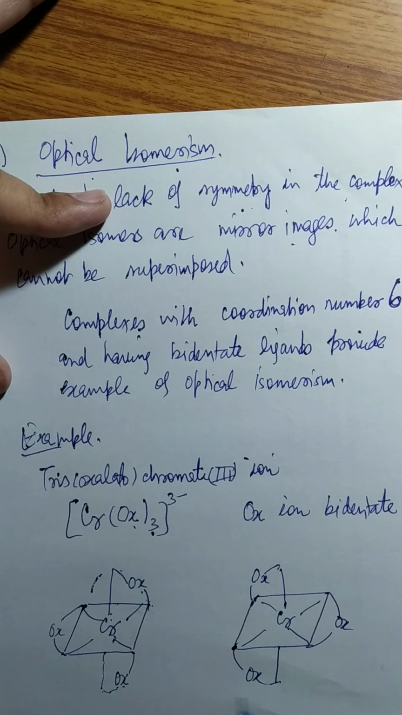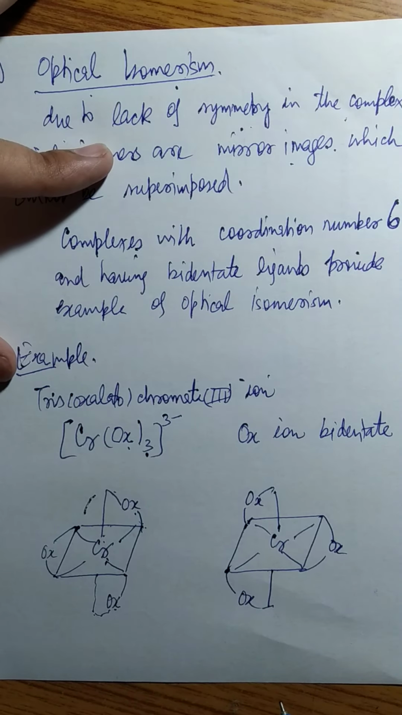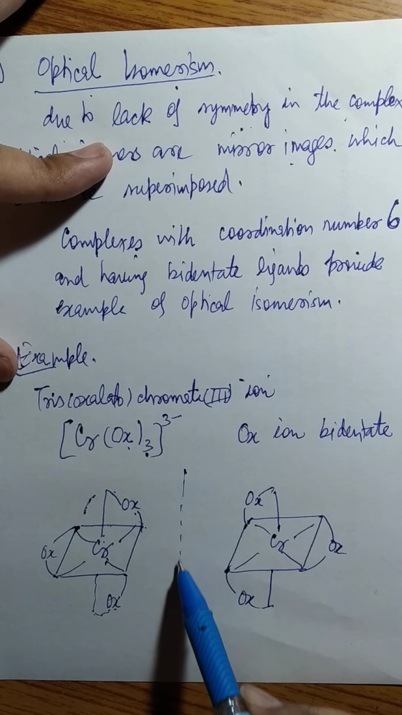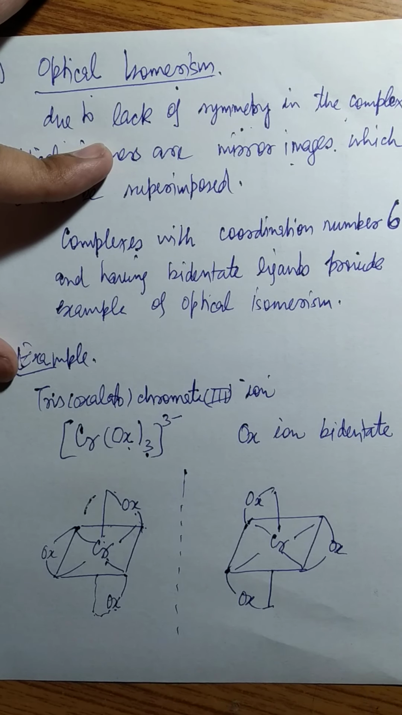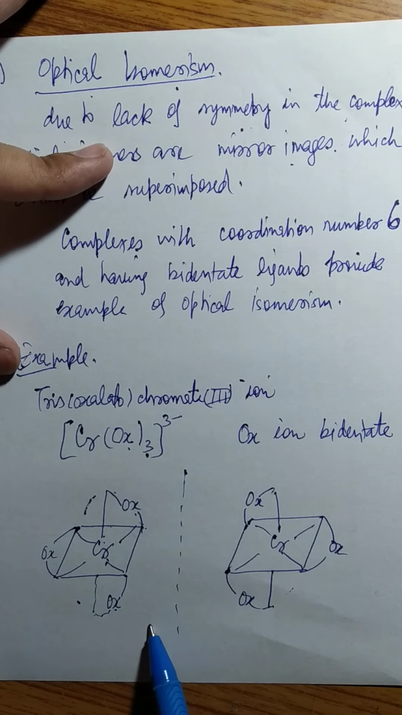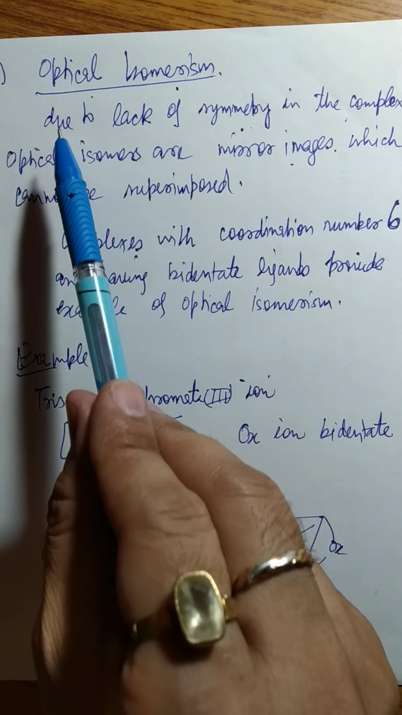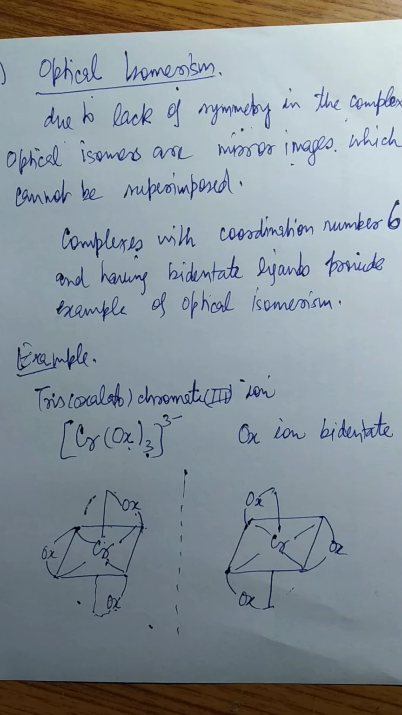If we observe these two compounds, we find that they are mirror images of each other, and the mirror image cannot be superimposed on the object, the molecule or the ion. So this type of isomerism is known as optical isomerism. Thank you.